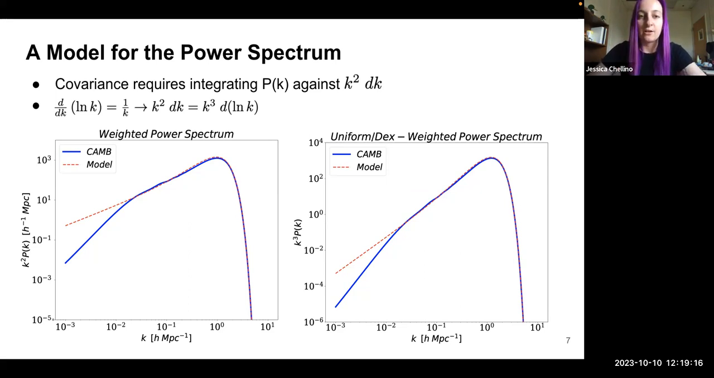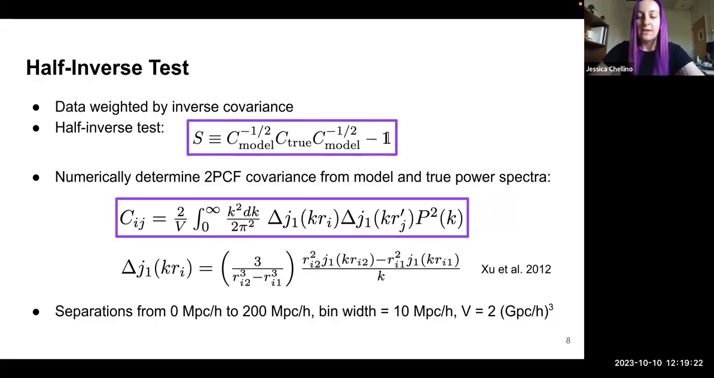Now, to check that our power spectrum model is okay to use in the covariance integrals, we use a half inverse test. That's because the data is weighted by the inverse covariance, so we really need to make sure that we're getting the inverse of the covariance right. The half inverse test is defined in this top boxed equation. C is the covariance matrix of the 2-point correlation function. C true would be the 2PCF covariance using the CAM power spectrum. C model is the 2PCF covariance using our model power spectrum. Ideally, we want C model and C true to match up. If they match up exactly, then the half inverse test would give the null matrix. And this would only happen if our power spectrum model was exactly correct.